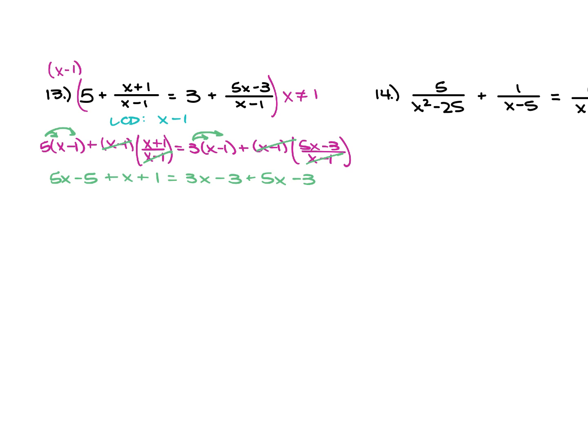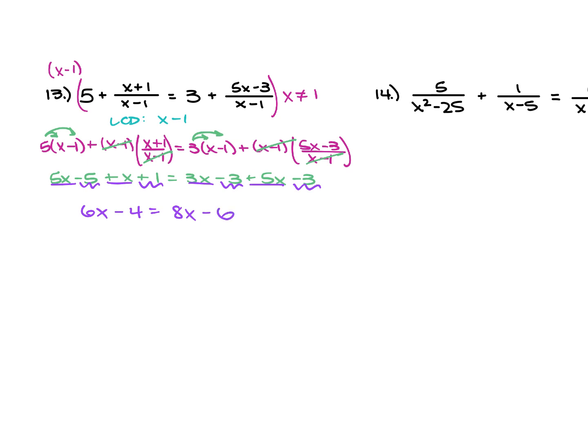From here, combine your like terms on each side of your equal sign. On the left side, your 5x and your x combine to give you 6x, that negative 5 and that positive 1 combine to give you negative 4. On the right side of that equal sign, your 3x and your 5x combine to give you 8x, and that negative 3 minus 3 is negative 6.